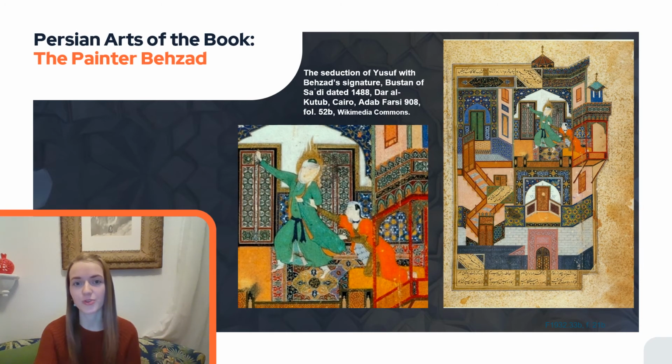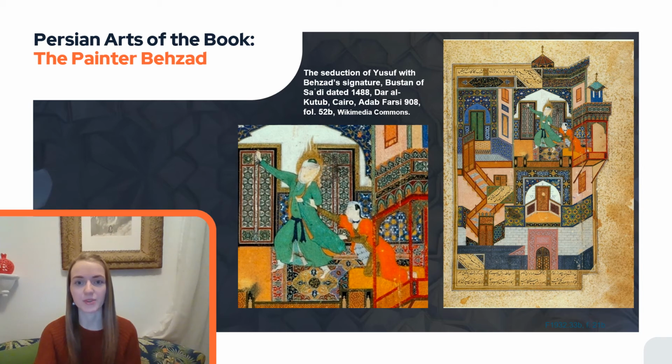Let us now turn to a particular painter named Behzad, who worked at the Herati court in the late 15th and early 16th centuries and actually signed some of his works. But later on, paintings were also ascribed to him by signing them with his name, so it's a bit tricky.